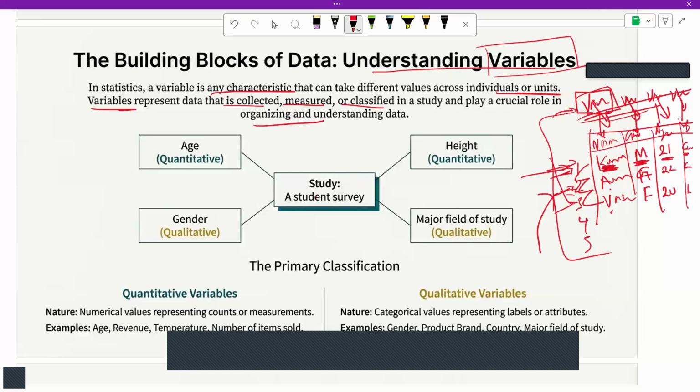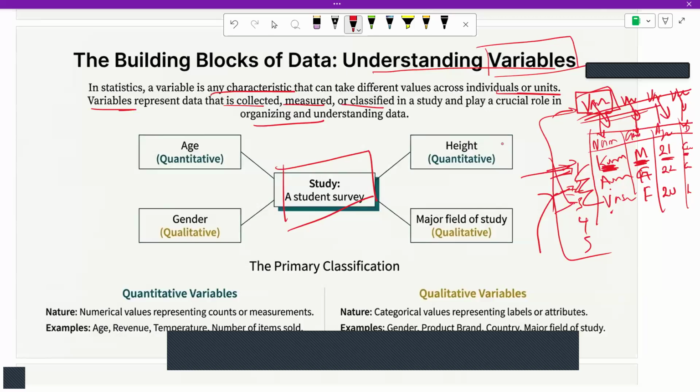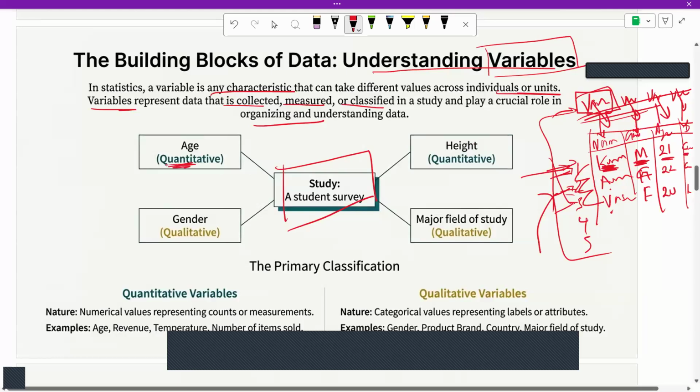Take a student survey, for example. This data set can have different types of variables. Some are quantitative variables. Quantitative age we can measure in terms of numbers: 25, 26, 27, 21, like that. Height of the student: 180 centimeters, 140 centimeters, 165 centimeters. That is also a number.